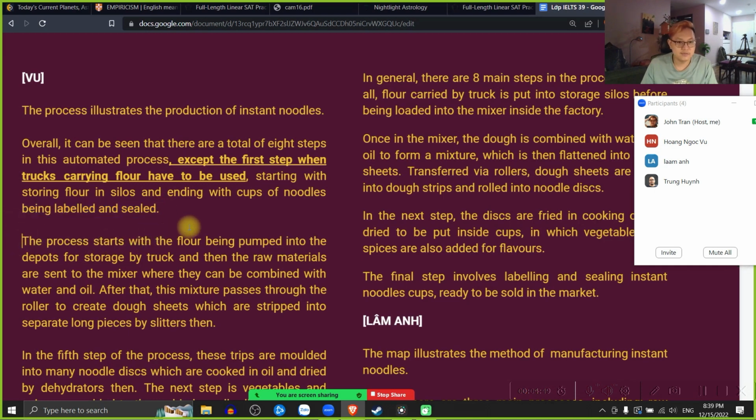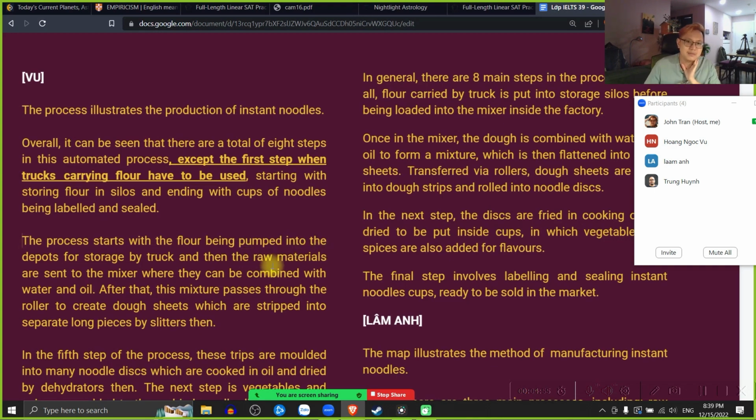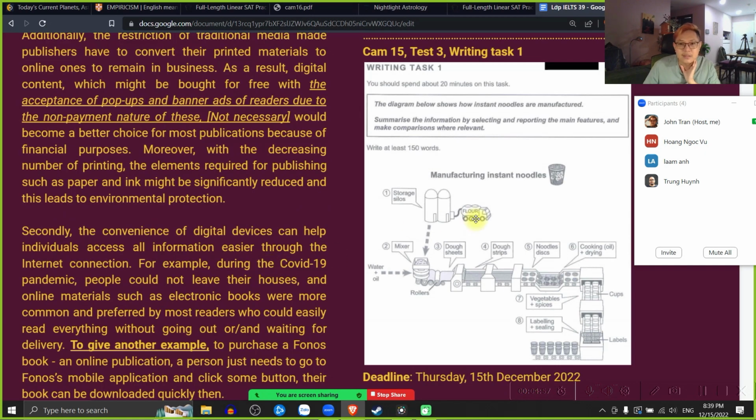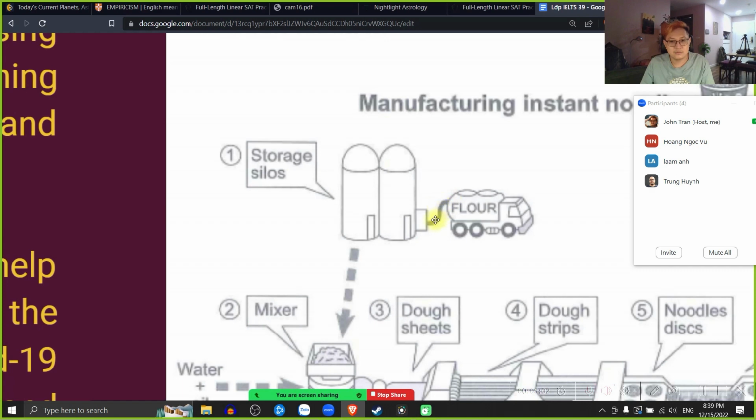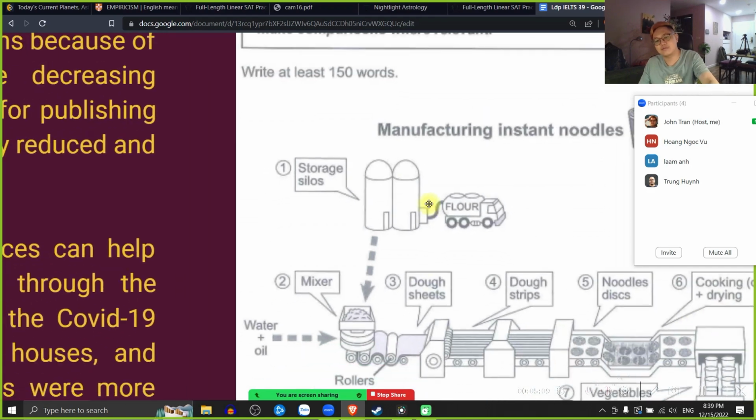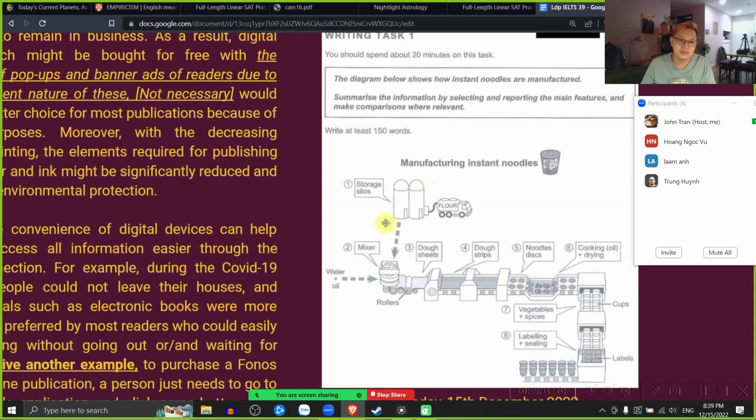The process starts with the flour being pumped. Are you sure pumped? Được bơm vào hả? Yeah. Are you sure it's being pumped? Oh yeah, look at this one. Dạ nó phải bơm vào chứ hả? I think they have to pump it in, yeah. Thật sự sẽ có mất mát ở giai đoạn này, of course. There will be some loss of flour in this case, I think.